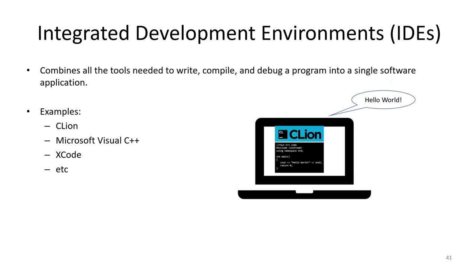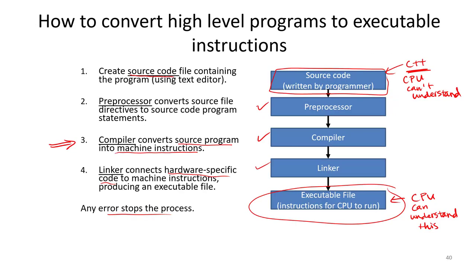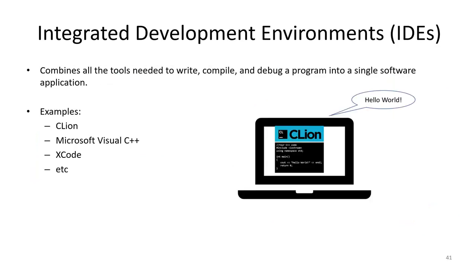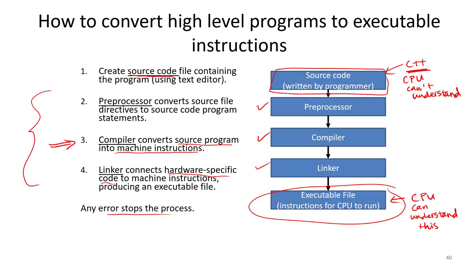Well, I don't know about you, but I personally would rather not need a preprocessor, compiler, and linker. This is a lot of programs to have to use in order to write a program. So typically what programmers actually do is they use what's called an integrated development environment, or IDE. The IDE combines all the tools we have on the previous slide into a single program. So we have a text editor where we actually write our code for step one, and then the IDE will perform the other steps for us in order to produce the executable file.